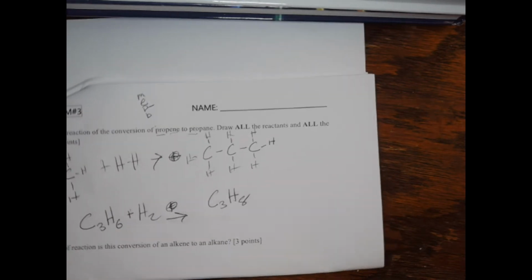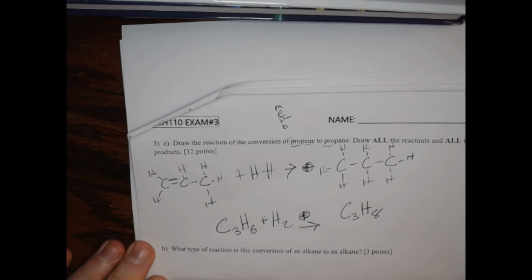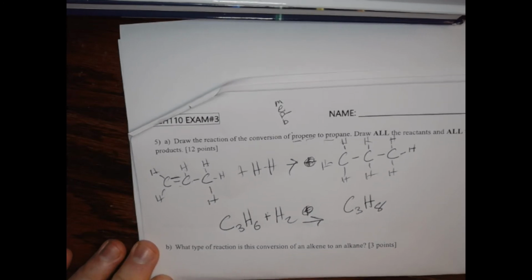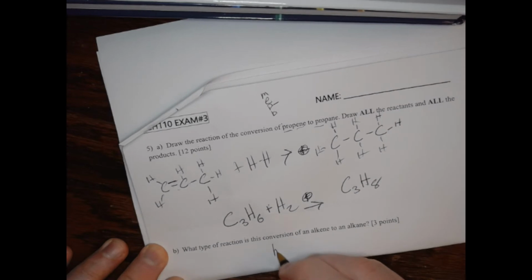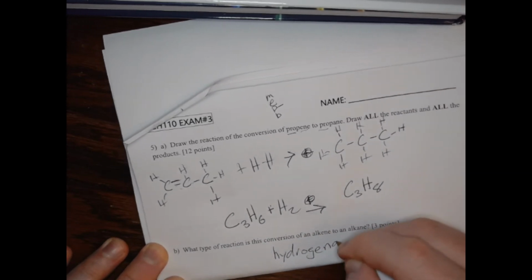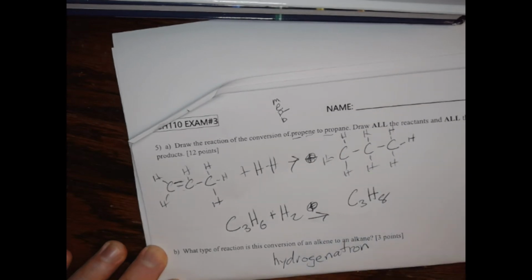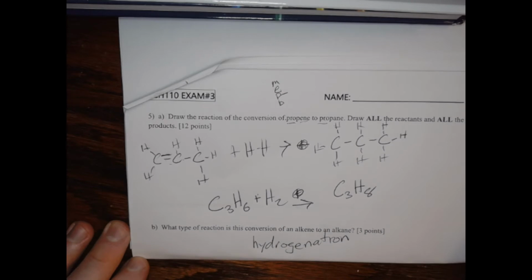And then it says, what type of reaction is the conversion of an alkene to an alkane, which is what we just did. And similar to how an oxidation started off as a definition for when oxygen was being added to things, we've added hydrogen to this, so it's a hydrogenation. And we're just adding hydrogen in, so hydrogenation is the term for this kind of reaction.